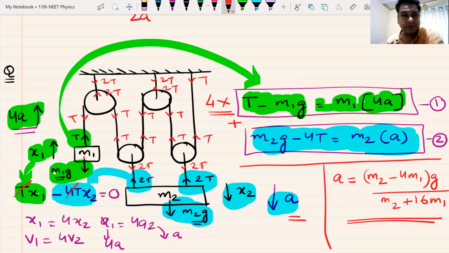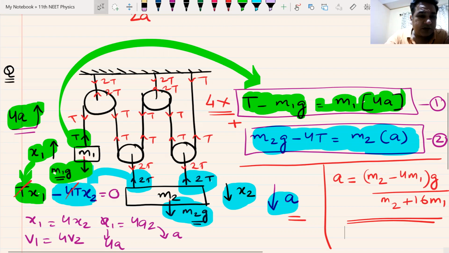So remember, once you have found the constraint, that does not mean the problem has been solved. You have to find the equation, write the equation, and then solve the problem. Yes or no?